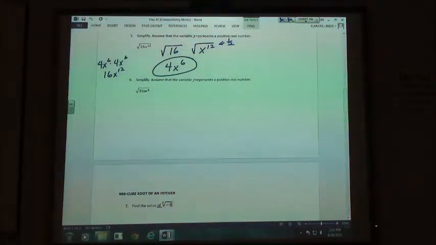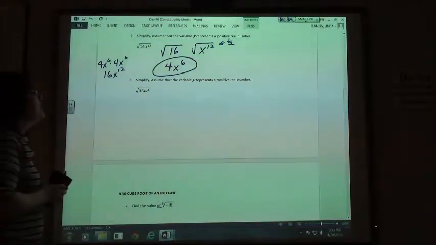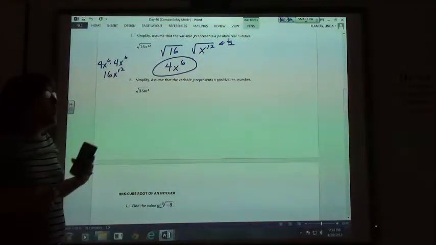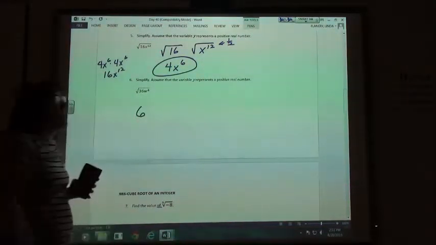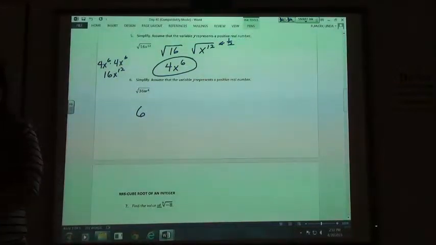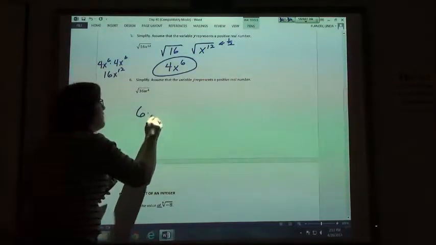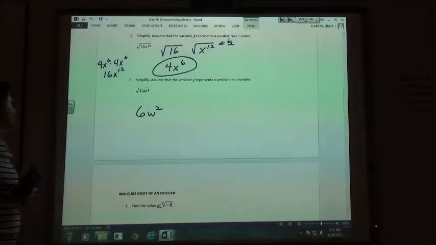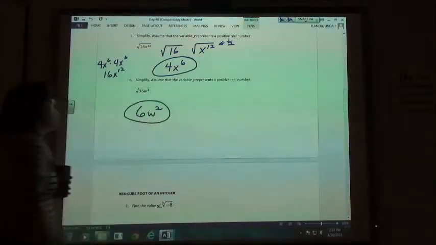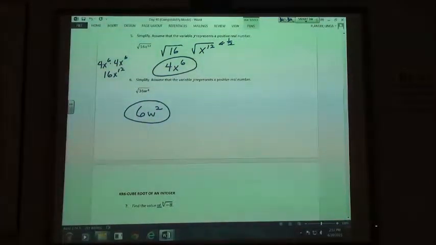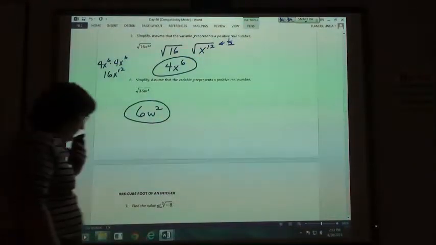Number 6, same kind of thing. What's the square root of 36w to the 4th? The square root of 36 is 6. The square root of w to the 4th, half of 4 is 2, so w squared. 6w squared times 6w squared would give you 36w to the 4th power. So always half of my exponent when I'm doing the square root of a variable.